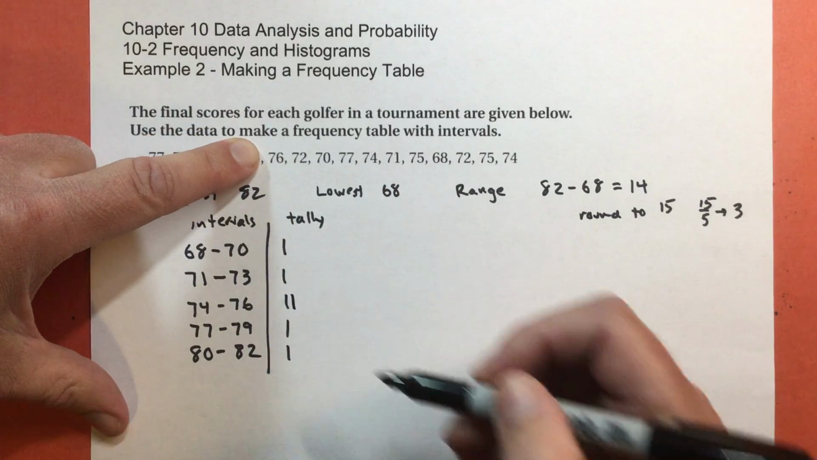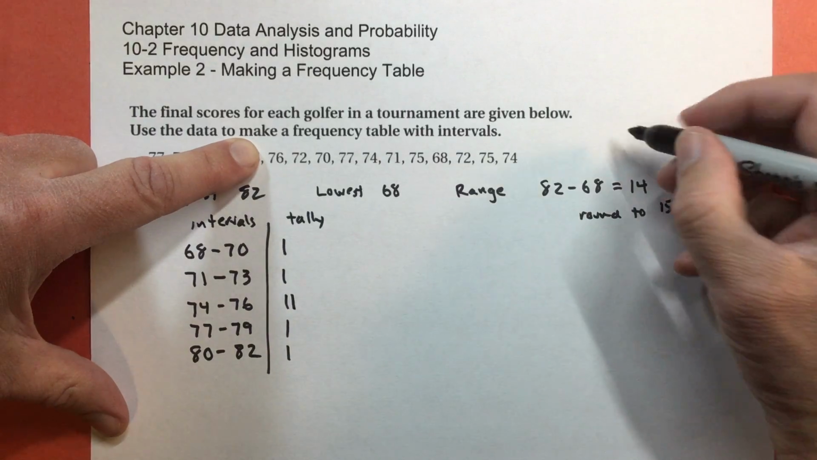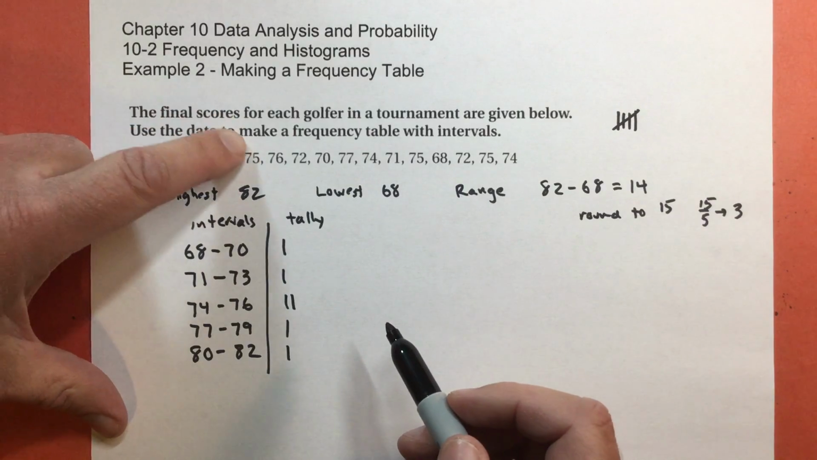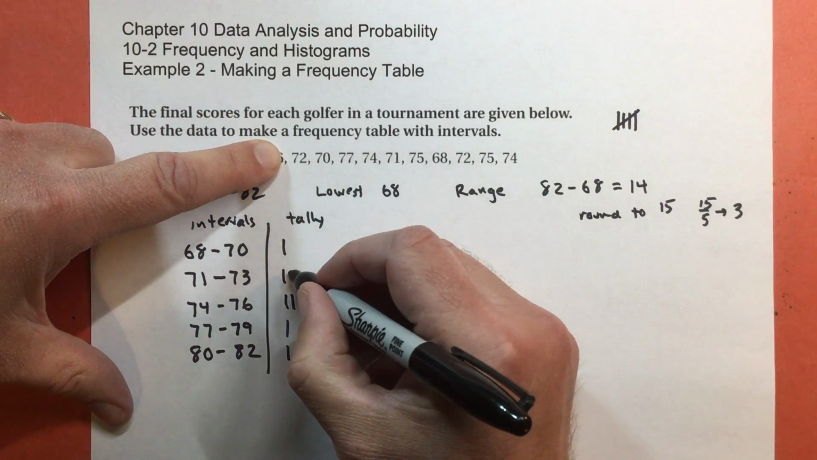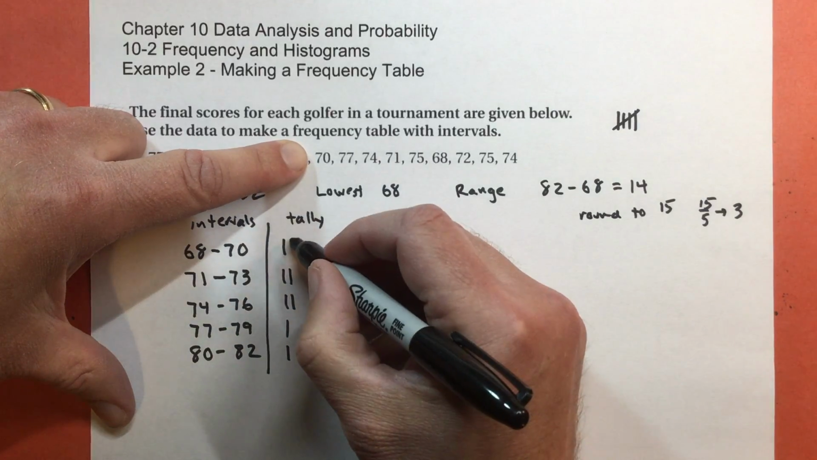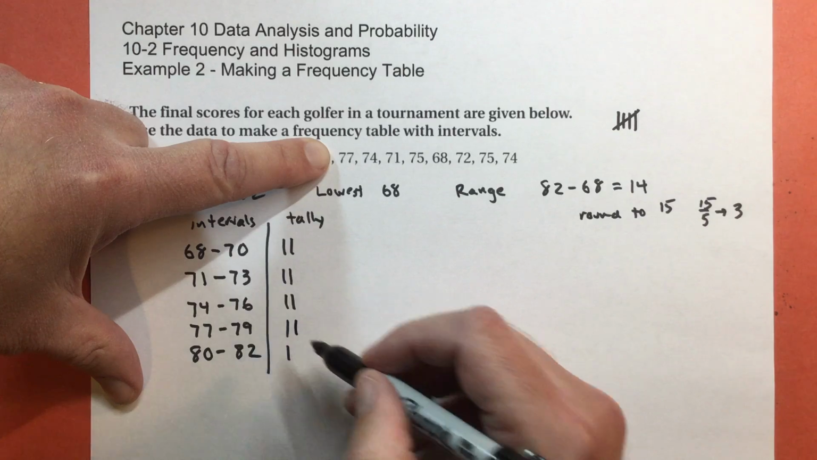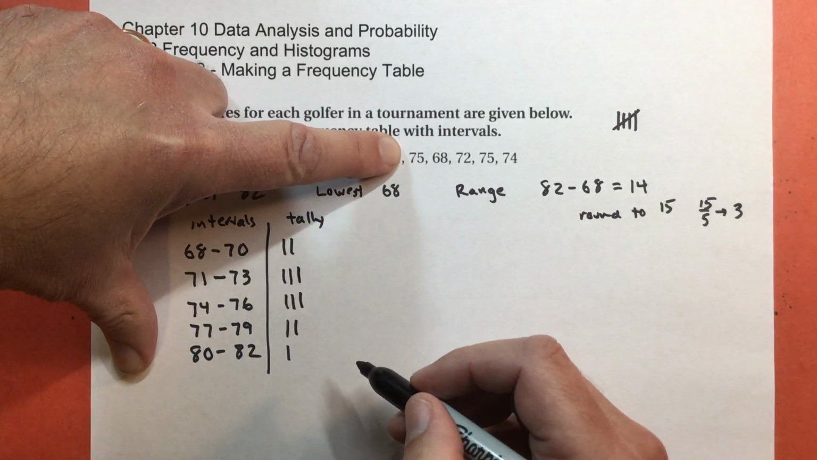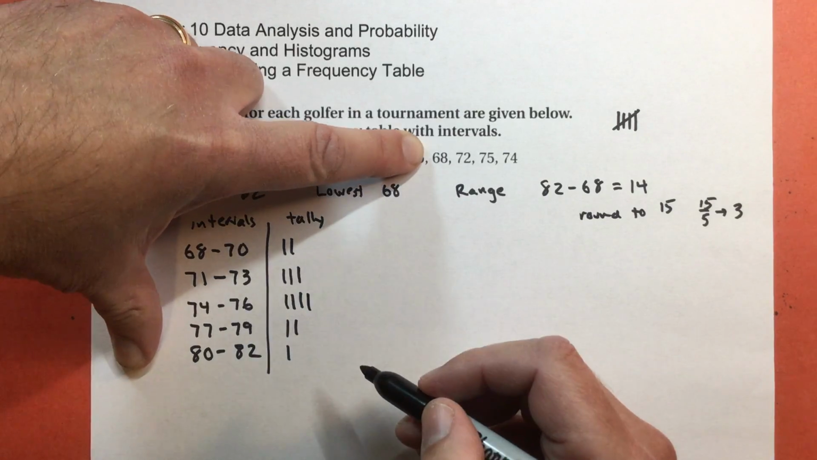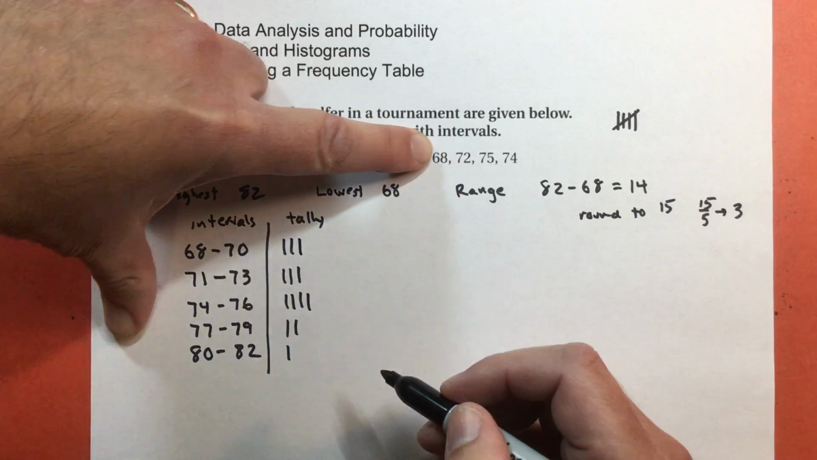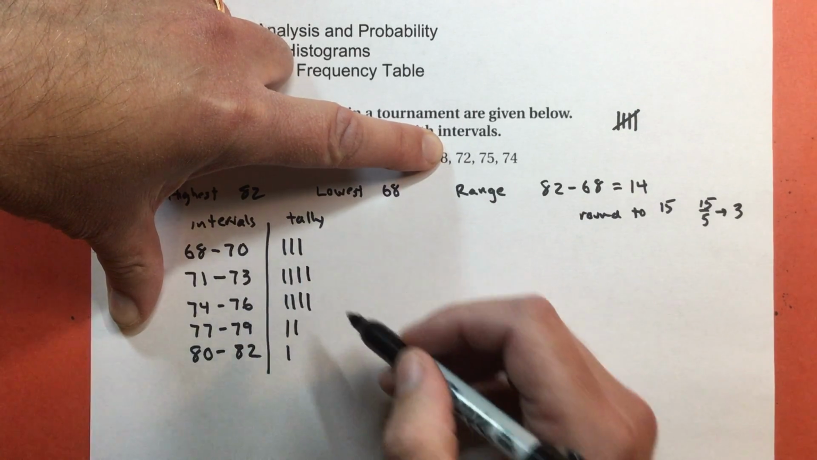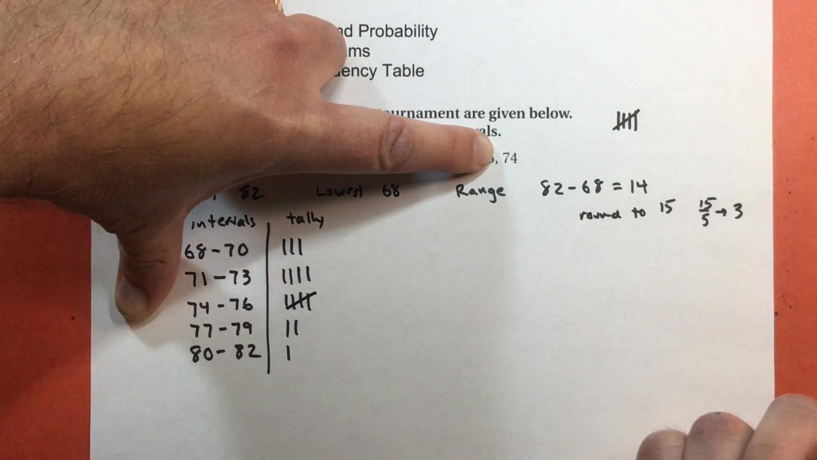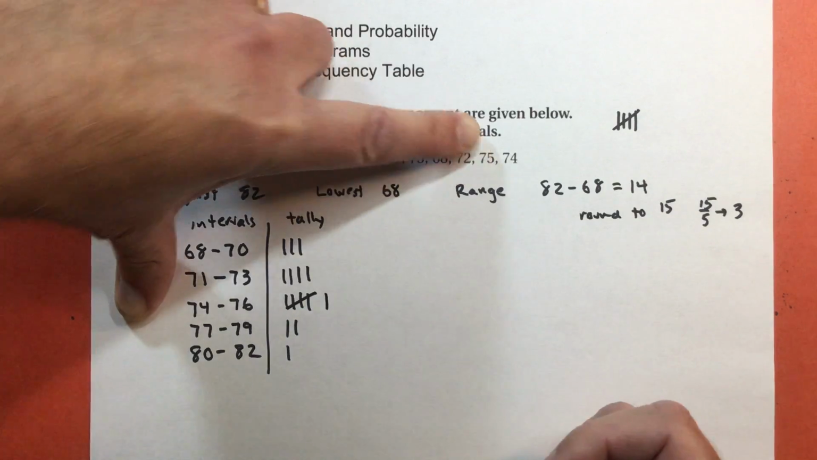76 is right here. And again, that's not an 11. Tally marks look like this: 1, 2, 3, 4, 5. 72 is right here. 70, 77, 74, 71, 75, 68, 72, 75, that's where I draw the line through so I can count by 5s, and 74, put another one here.